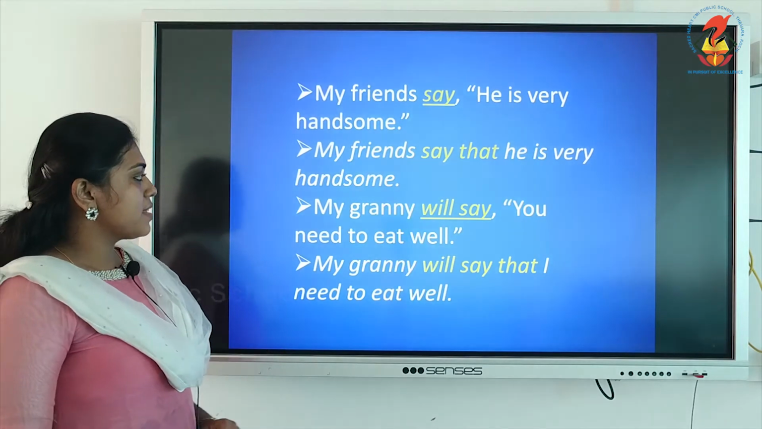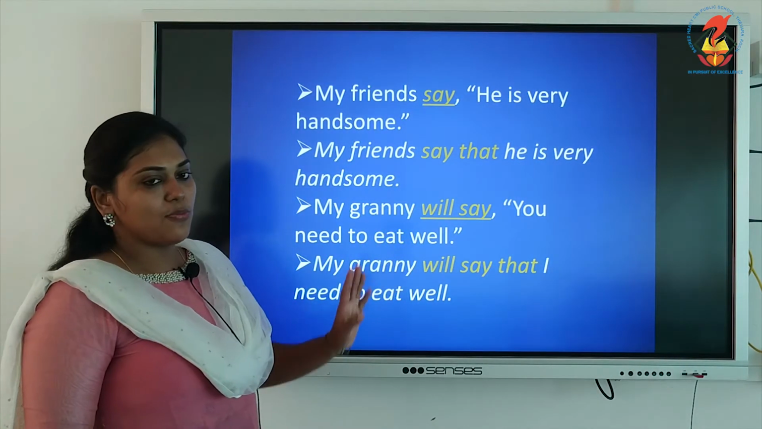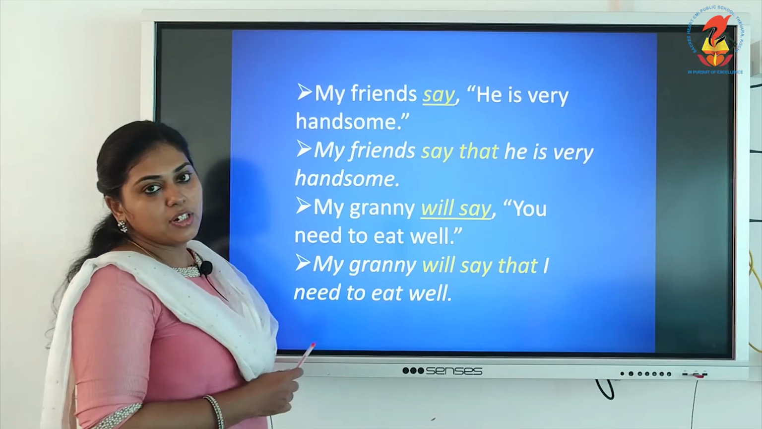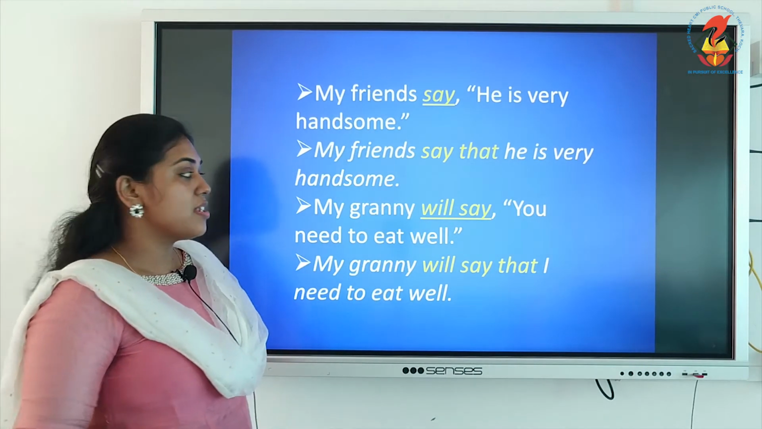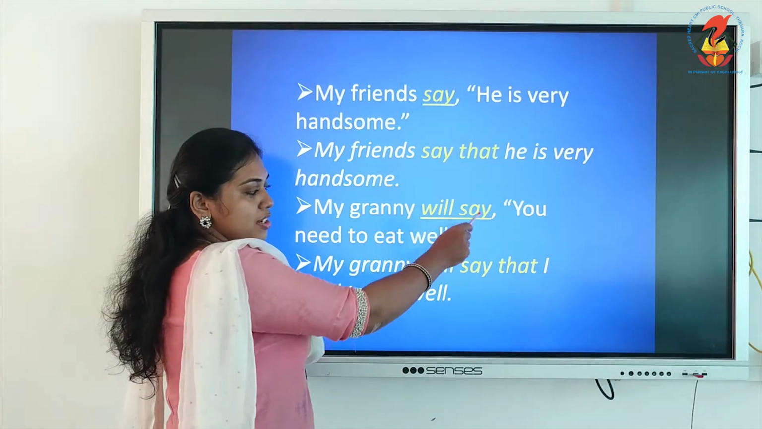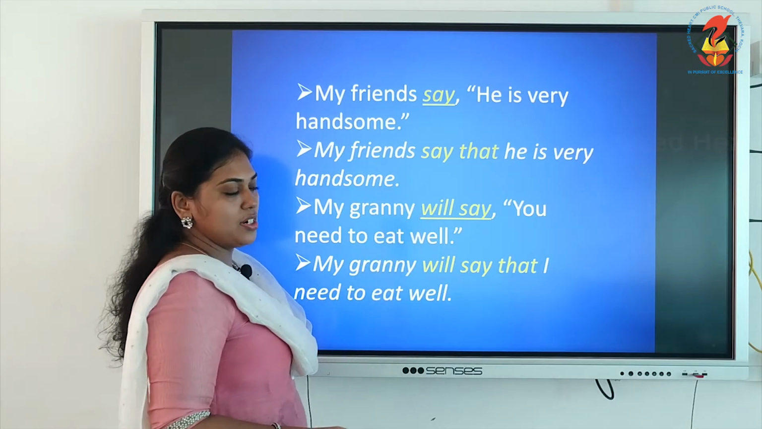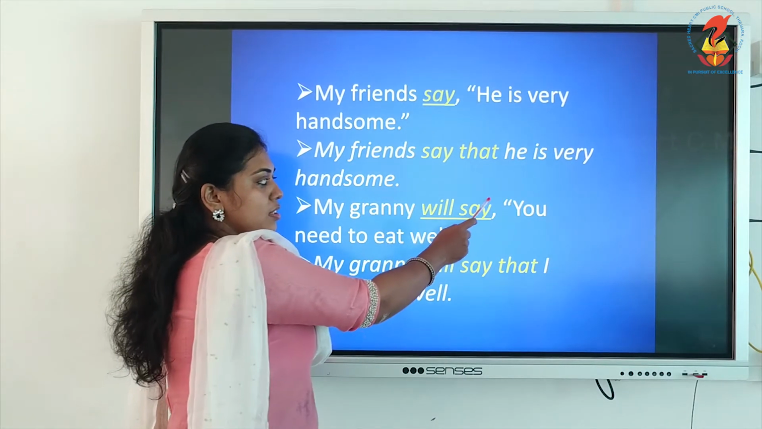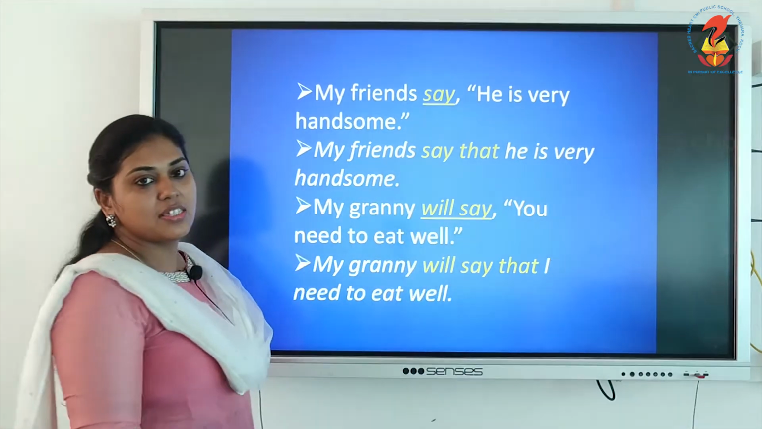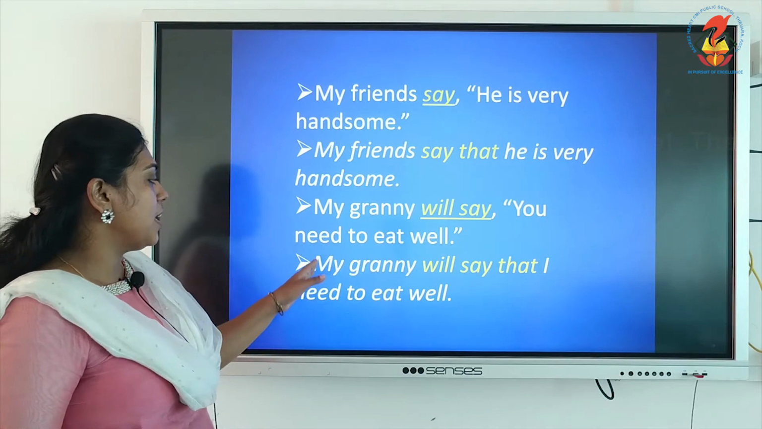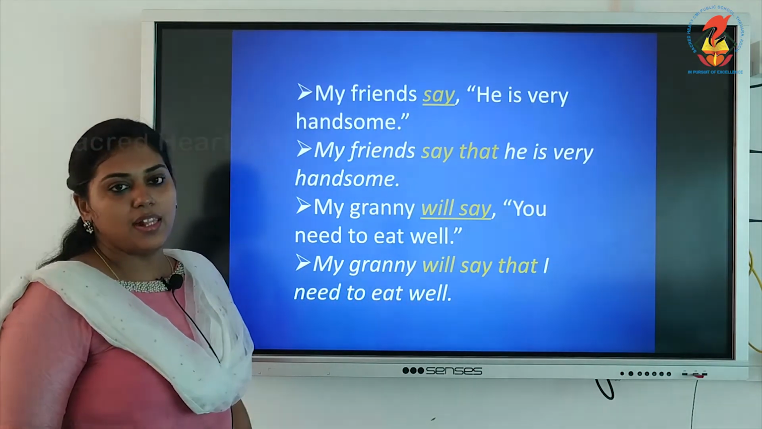Now let's look at the next example. My granny will say, "You need to eat well." So what is the reporting verb here, children? Yes, will say. We understood that it is in future tense because the word will is used, right? So if will is there, we know that it is in future tense. So here also the reporting verb is in future tense. So we do not have to change the tense. Hence the sentence would be, my granny will say that I need to eat well.